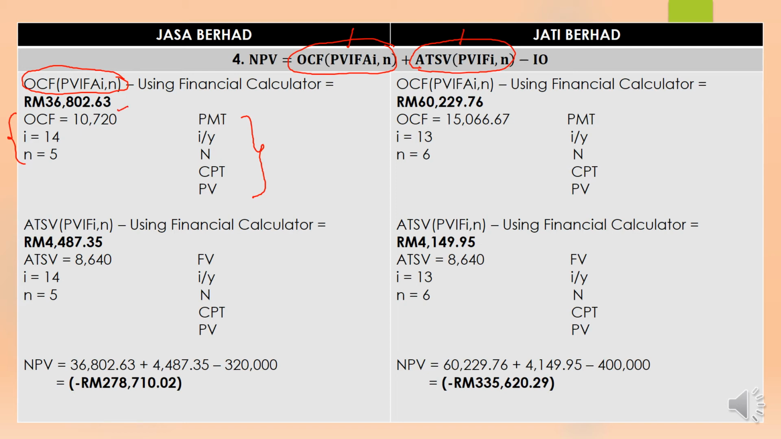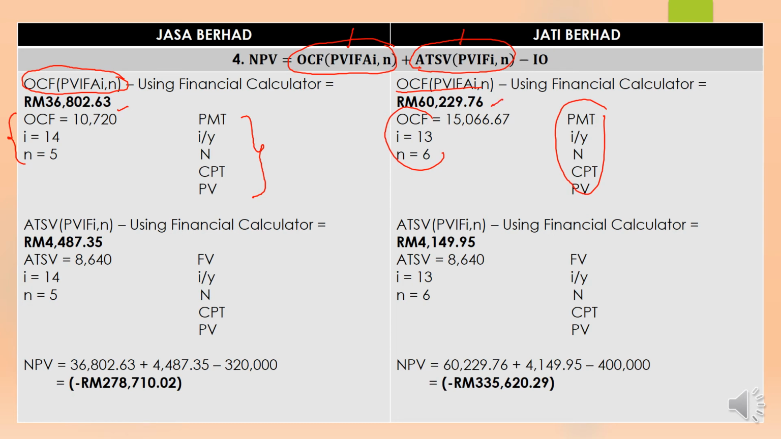And then for Jati Berhad, you will calculate using the same technique as Jasa Berhad, where we calculate OCF, PVIFA, IN using the financial calculator with this command and this information. So you will get the answer for OCF, PVIFA, which equals RM60,229.76 for Jati Berhad.